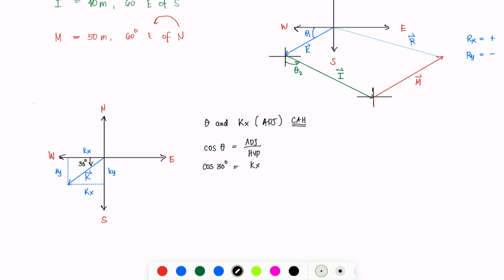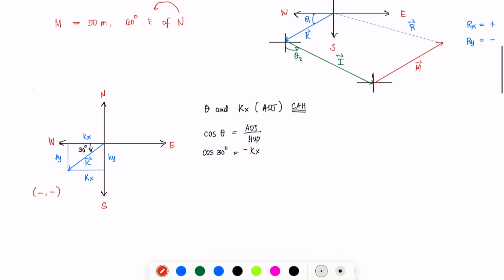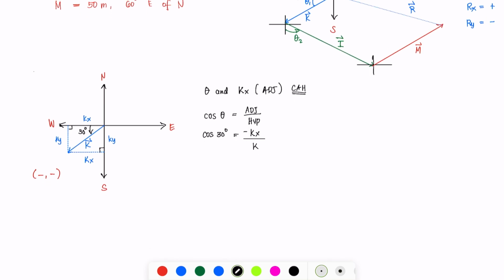But then again, you have to remember that it's negative kx, since if you can notice, this vector is on the quadrant 3. So another technique that I will tell you is you can write it here very small. The x should be negative, the y should also be negative since it's on quadrant 3, because the components will have the same signs, whether it's on quadrant 1 or quadrant 3. Now the hypotenuse, if you can see from the illustration, is clearly the magnitude of your vector k, or the vector itself. So dealing with this one, you get k cosine of 30 degrees is equal to negative kx.